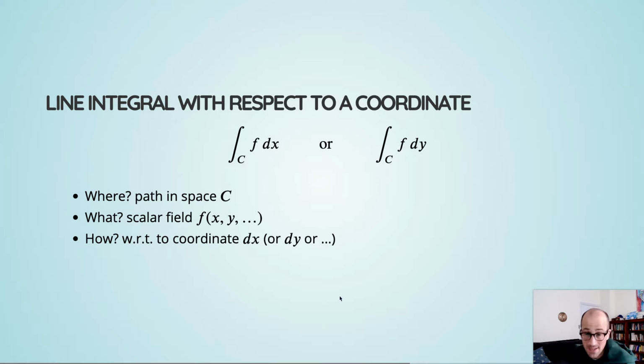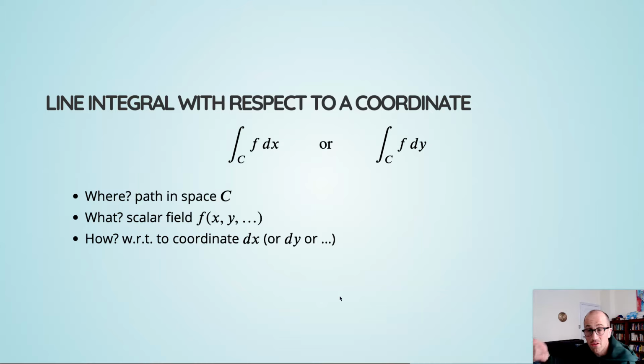Okay, next kind of line integral, moving along here, is not with respect to arc length, but with respect to a coordinate now. So most things are the same as in the last setup. I've got a path in space C. I'm going to integrate my function over that. I've got a scalar field, f. That's what I'm integrating. So it could be the same setup: a bee flying around the room, temperature everywhere in the room.